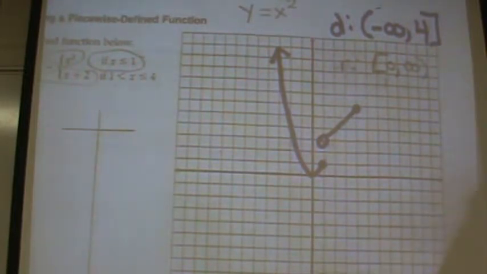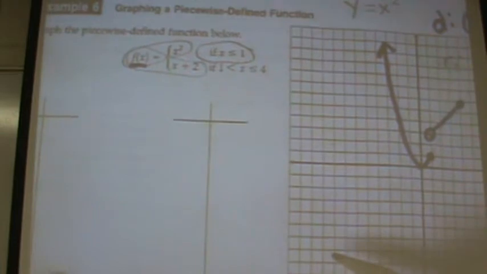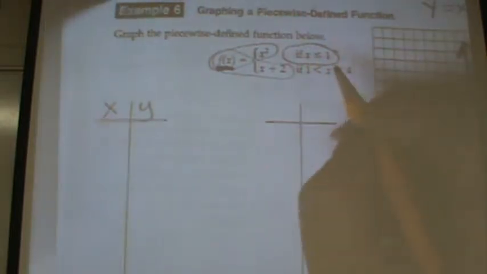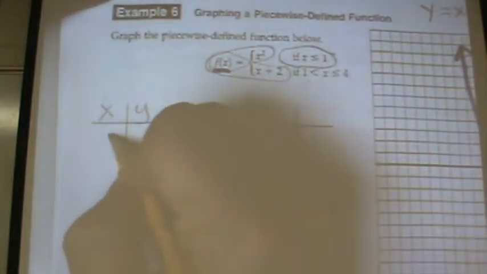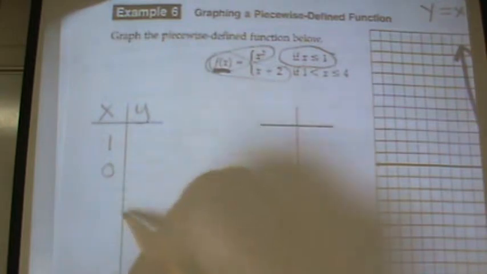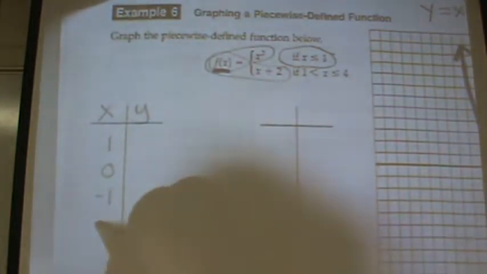Okay, here's another way you could do this problem. Check out this first equation. It says Y equals X squared. I only want X values that are less than or equal to 1. So if I asked you to make a table, give me numbers that are less than or equal to 1. 1, 0, negative 1.